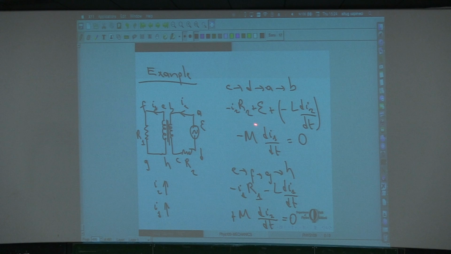Now we have two unknowns, two equations you need to solve if you want to determine how I1 and I2 change as a function of time. Which we will not do. Yes, you will learn how to solve such equations next year. Other questions?